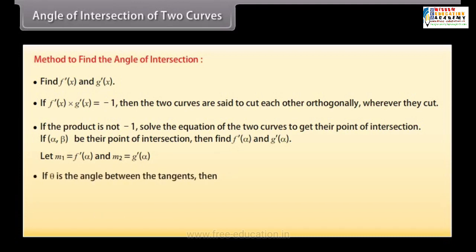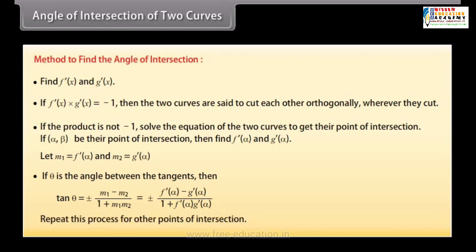If theta is the angle between the tangents, then tan theta = ±(m1 - m2)/(1 + m1m2) = ±(f'(alpha) - g'(alpha))/(1 + f'(alpha) g'(alpha)). Repeat this process for other points of intersection.